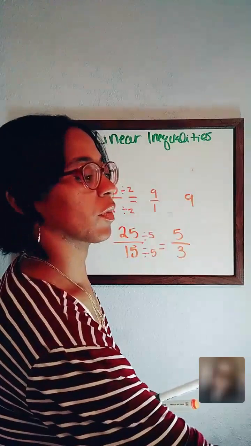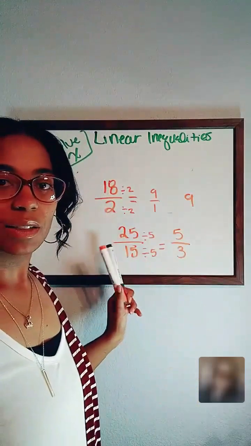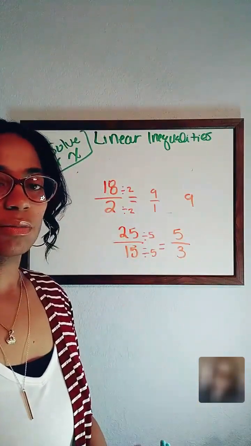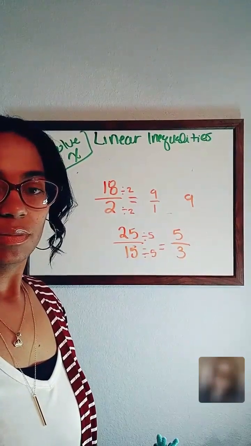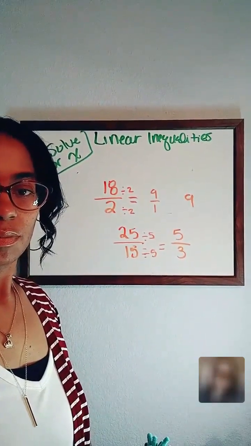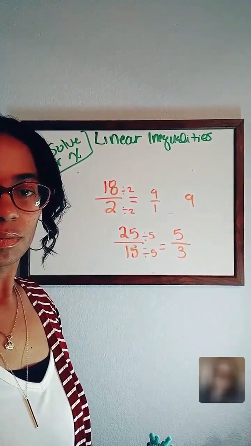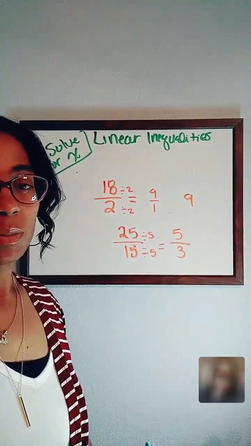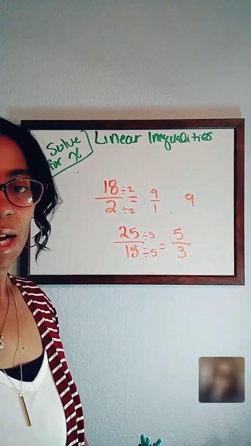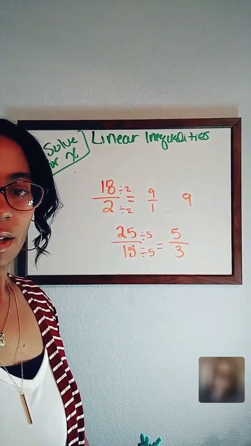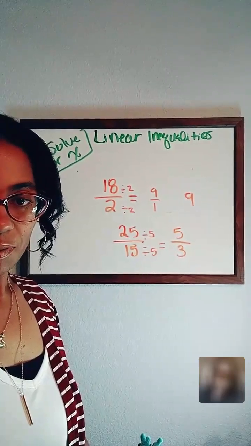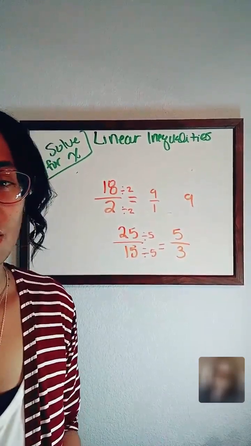Y'all want to do another inequality? Is everybody good on the closed circle and the open circle? You said, why do we flip the sign? Because we divided by a negative. So when it's a negative, and Chica, say what you said again, y'all.